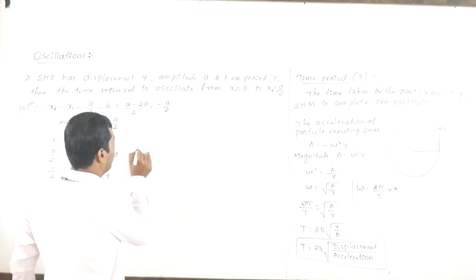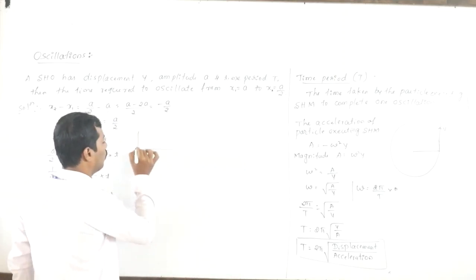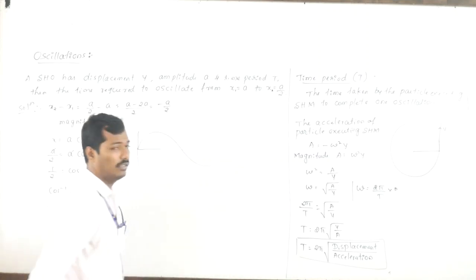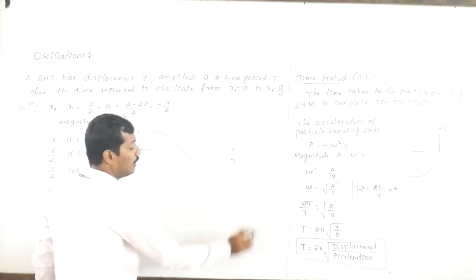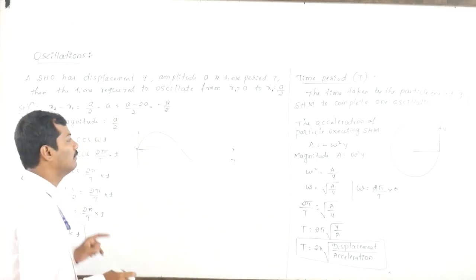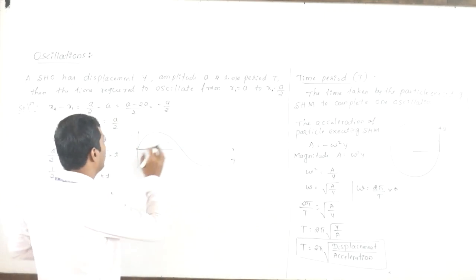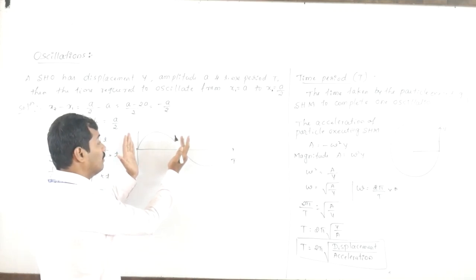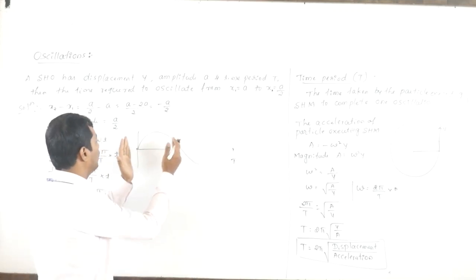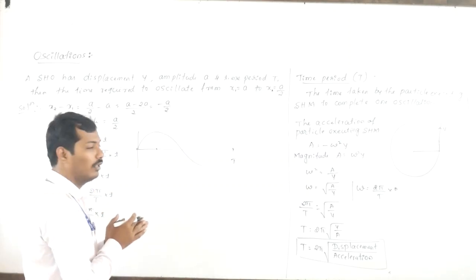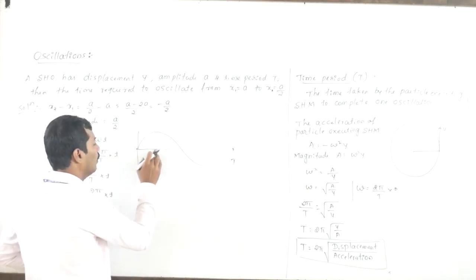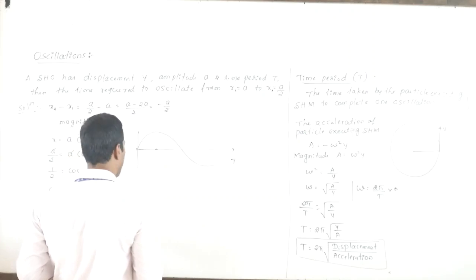It means the particle starts to oscillate like this, and the total time is T. The amplitude is maximum, the maximum displacement here is A. If it has to become half of that, A by 2, then what is the time taken here? That is T by 6.